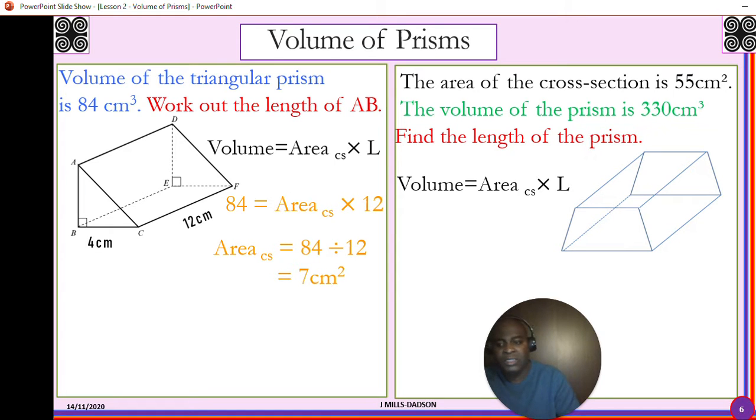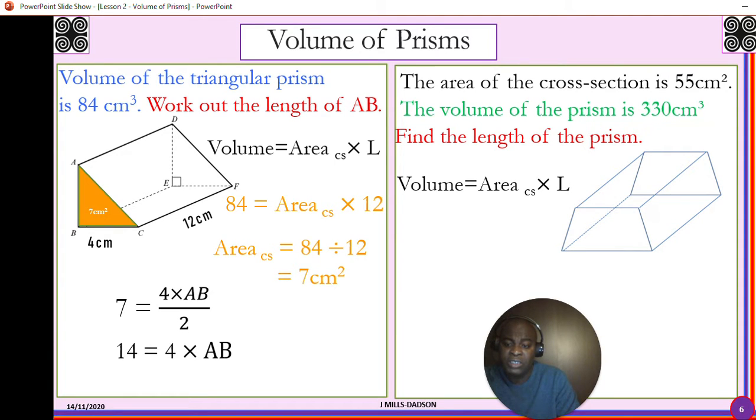Now, this is the area that we are working out, and it's 7 cm squared. We know the base. What height should give us an area of 7 cm squared? So that means 7 is equal to 4 times a number AB that I don't know, divided by 2. Multiply both sides by 2, you have 14 equals 4 times AB. Divide both sides by 4. So AB is 3.5 cm.